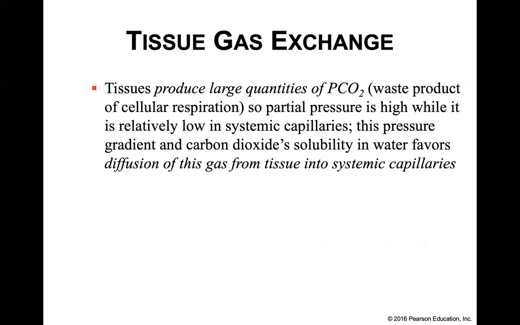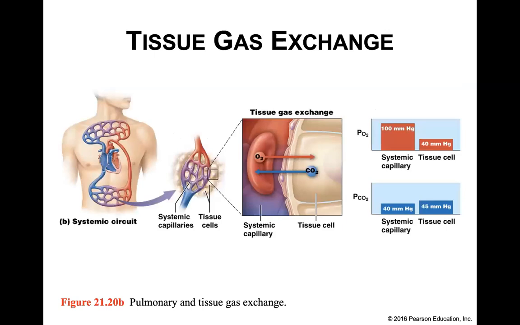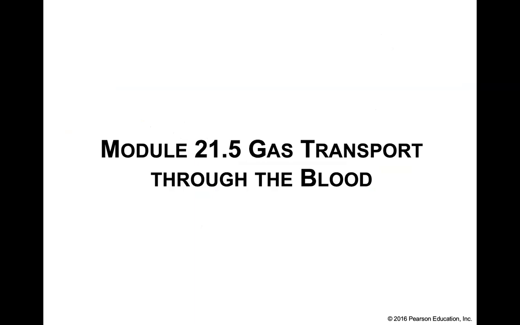Tissues produce large quantities of carbon dioxide. This is the actual waste product as a result of undergoing cellular respiration. So the partial pressure is high in the tissues, while it is relatively low in systemic capillaries. This pressure gradient and carbon dioxide's solubility in water favor diffusion of the gas from the tissue into the systemic capillaries. And again, what's going to happen with internal respiration is oxygen will move from the blood to the tissue, CO2 is going to move from the tissues to the blood, and that is gas exchange.